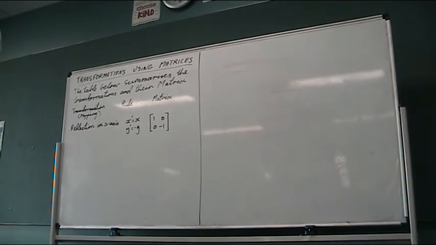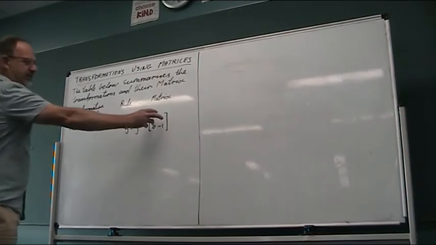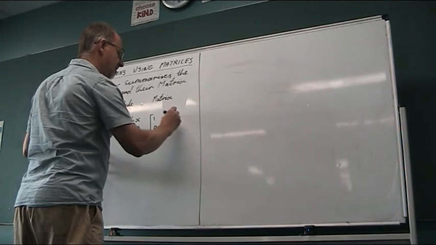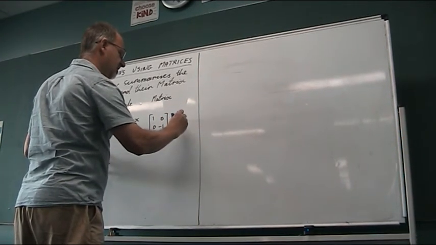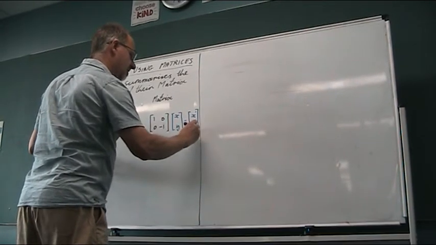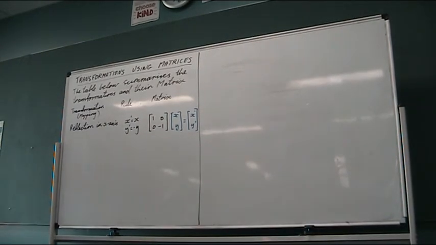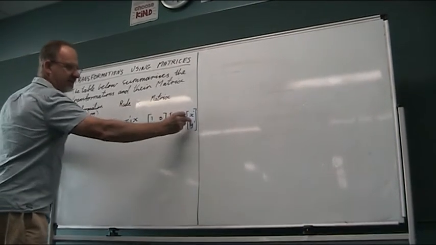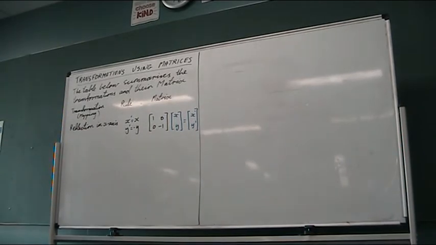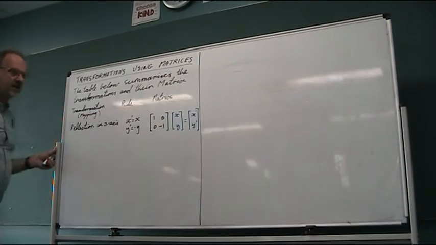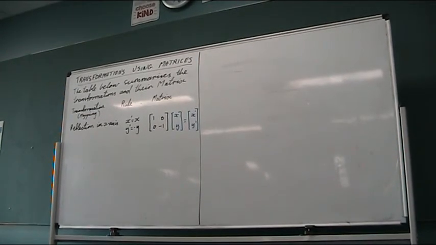Now each of these transformation matrices goes in the front of our x and y. So what we're doing is applying this to our original to get our image. This matrix times our original gives us our image. So that's reflection in the x-axis.